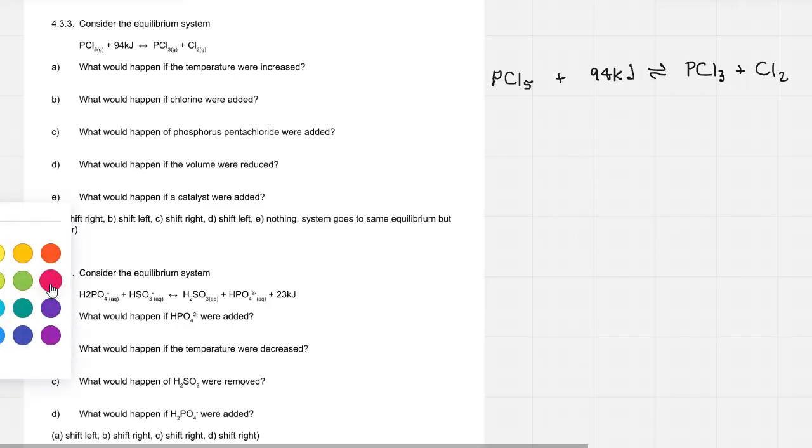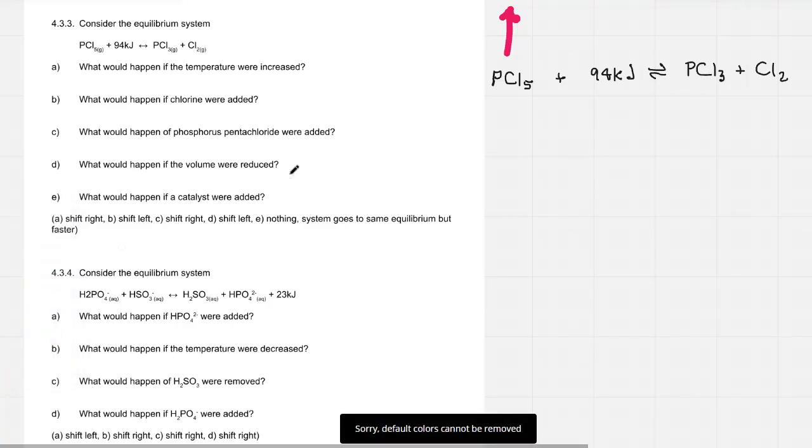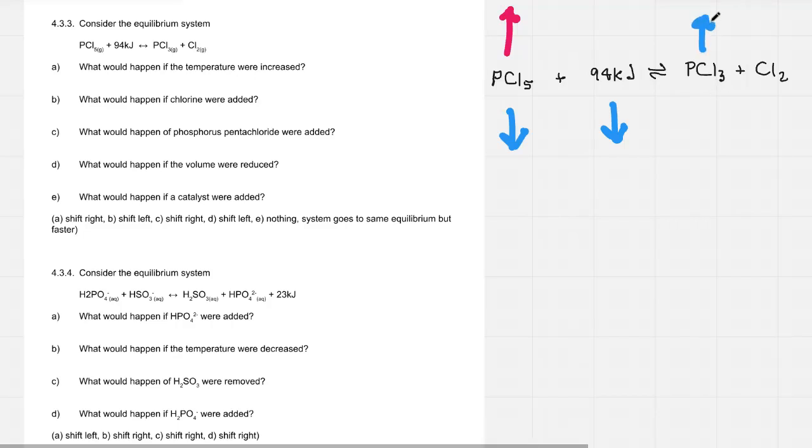Okay, I'm going to pick up the speed a little bit because I feel like you probably have this now, but if I go too fast and blow through something that you want to see in detail, please reach out to the instructor. We're around and we're happy to clear stuff up. What if we added phosphorus pentachloride? That's PCl5. If we add this, the stress is too much PCl5. The system will use up PCl5, consume heat so it'll get colder, and make PCl3 and chlorine.